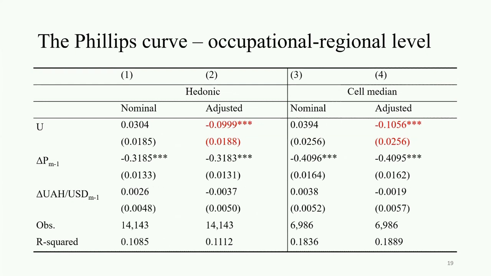Following that estimation, we now re-estimate the Phillips curve using the wage index at the occupation and regional level. And again, what we observe here is that we find a steeper slope of the Phillips curve when we use the wage index at this very detailed level of disaggregation.